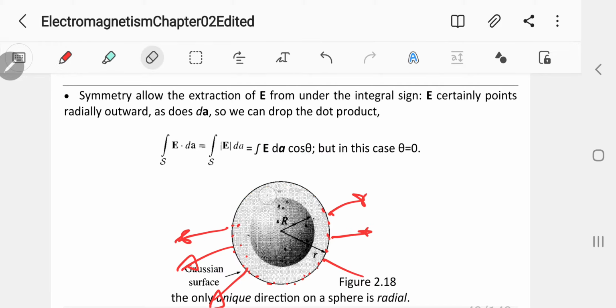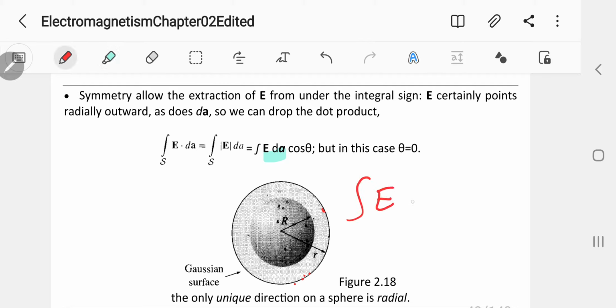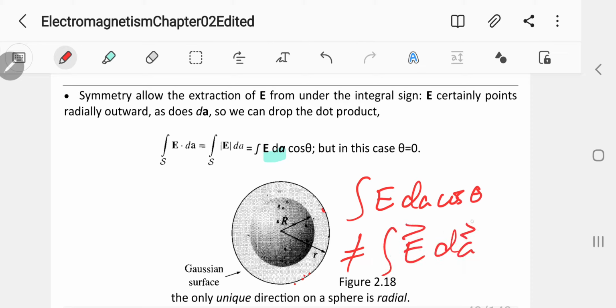So we can put the magnitude of E out of the integral. By the way, I'm sorry, this one here is supposed to be ordinary numbers, not vectors. So it's just the integral of E dA cosine theta. That's not equal to E dA cosine theta. This is wrong. So sorry for this one.